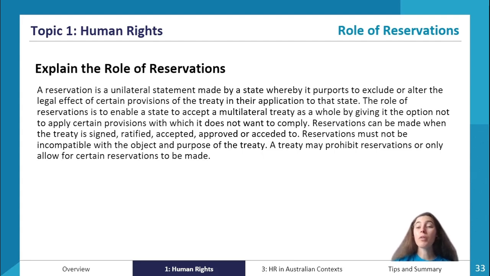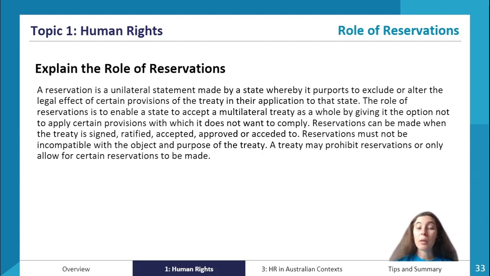So the role of reservations is to enable a state to accept a multilateral treaty as a whole by giving it the option not to apply those certain provisions which it doesn't agree with or it doesn't want to comply with. So reservations can be made when the treaty is signed or when it's ratified, accepted, approved, or acceded to. You've got lots of different options there with the timing.